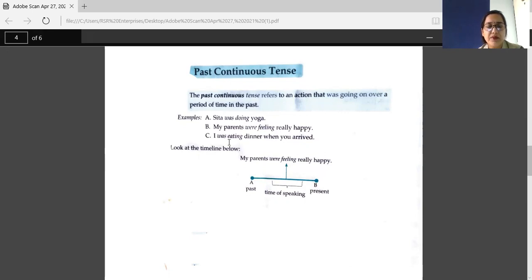Next one. I was eating dinner when you arrived. So I is singular here, we have to use was and the present participle of eat, that is eating. I was eating dinner when you arrived. Now this word arrived shows that this was happening at some past time. That means at this time. Now see this timeline which is given here. My parents were feeling happy. Speaking at the present time, and this is the past time, and this happened during this period.